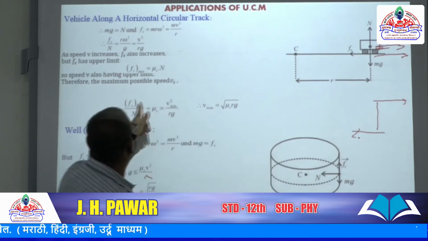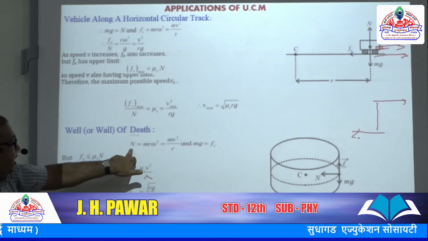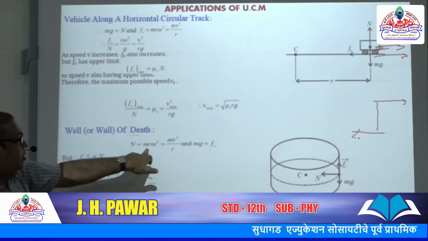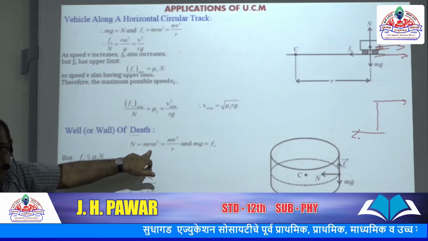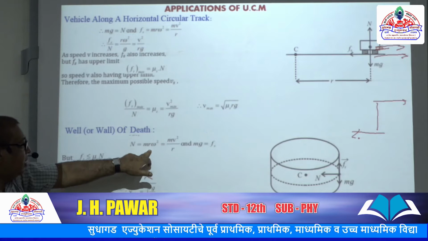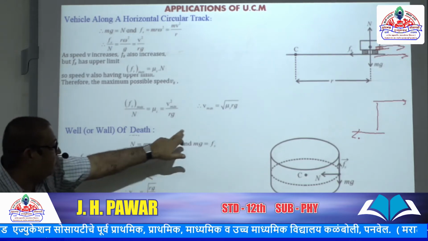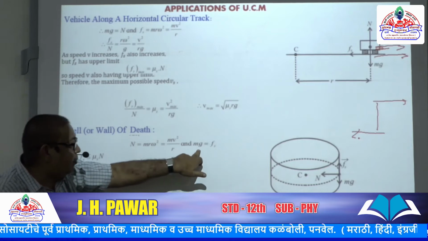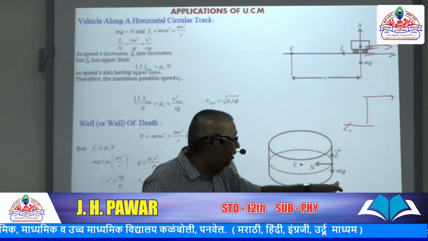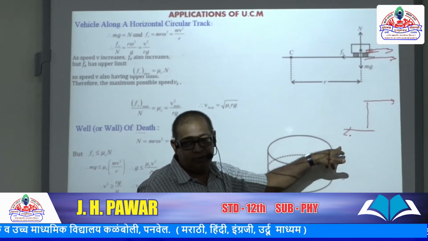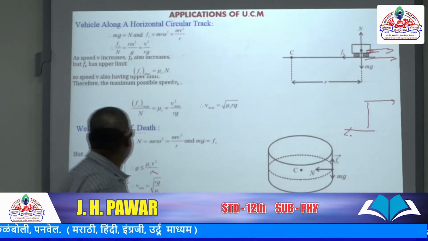And notable thing is that certain things are changed here. Here the normal reaction provides the necessary centripetal force or balances the centrifugal force. That means N equals m r omega square equals m v square upon r, and mg equals Fs. Look here, the weight of the vehicle is balanced by the force of friction.